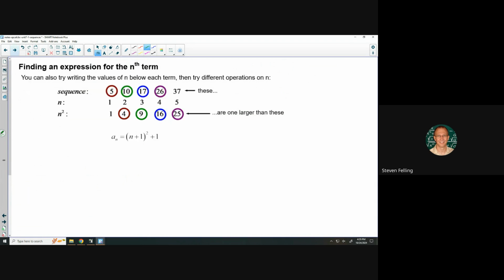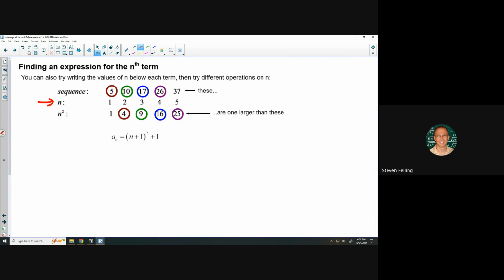All right. So you can also potentially get a sequence of numbers written out, but you don't have an arithmetic or a geometric form, like this one, where you have the sequence 5, 10, 17, 26, and so on. Could we come up with a rule for that? Well, the numbers seem to be going up, not super rapidly, but not that slowly either. So one thing I always do is I start by writing out n below the term.